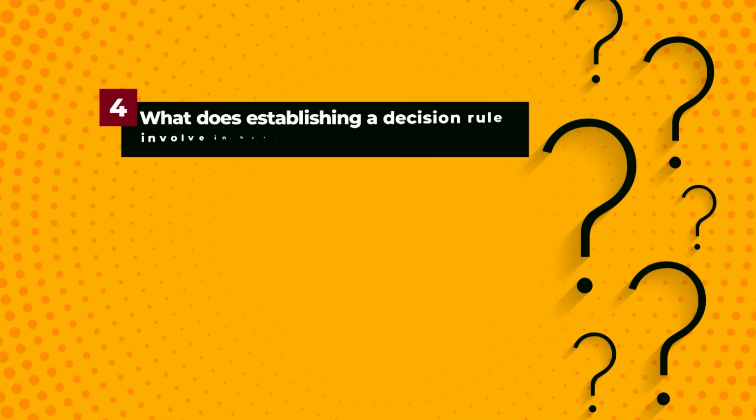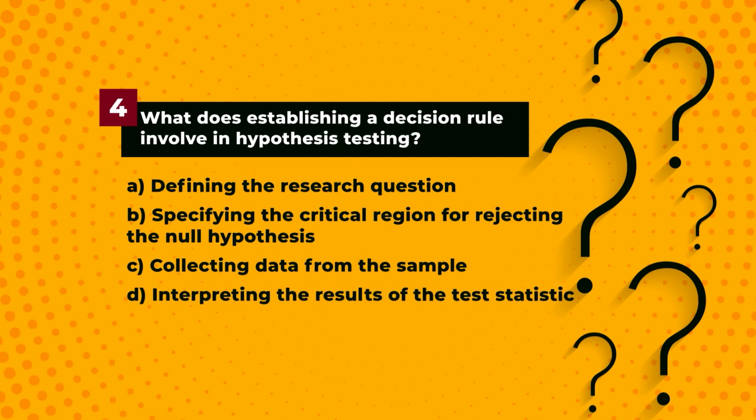Question 4 is, what does establishing a decision rule involve in hypothesis testing? Option A, defining the research question. B, specifying the critical region for rejecting the null hypothesis. C is collecting data from the sample. D is interpreting the results of the test statistic.